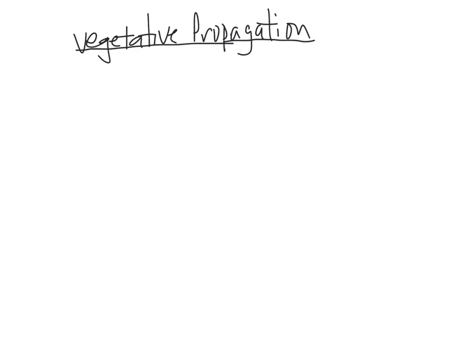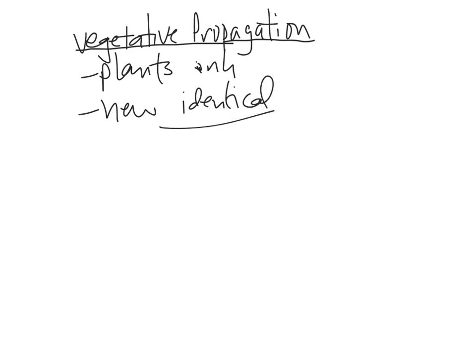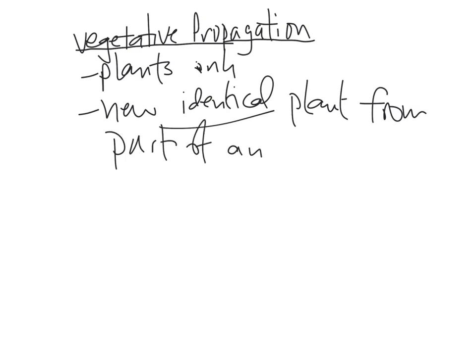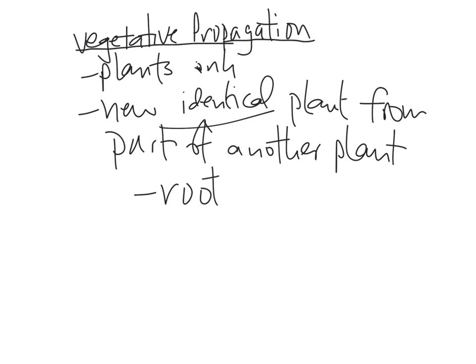Vegetative propagation. This happens in plants only. We don't have this happening in any other animals. And this is where a new identical plant, again, it's asexual reproduction, so it's an identical plant, grows from part of another plant. So you can get this in the roots, you can get it in the stems, and you can get this in the leaves.